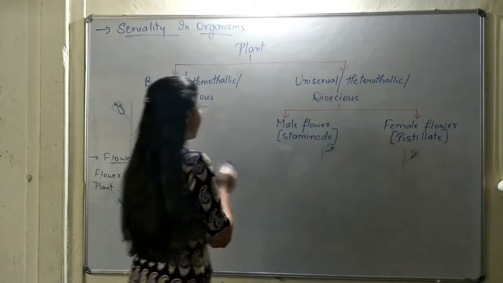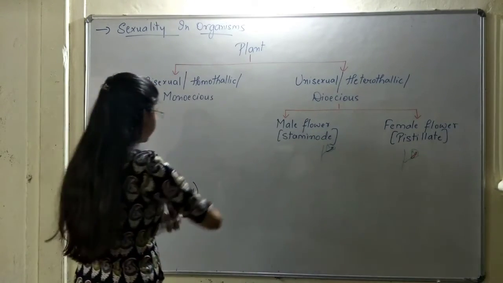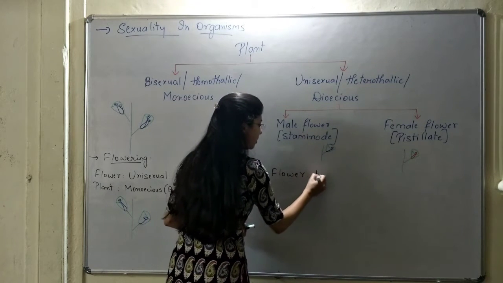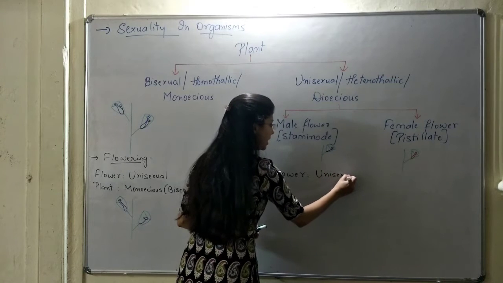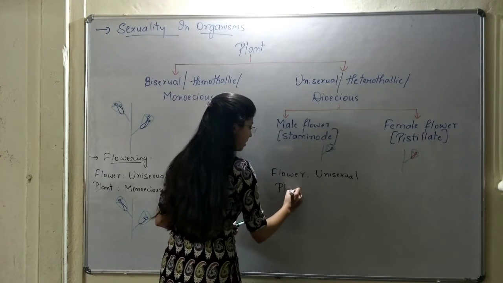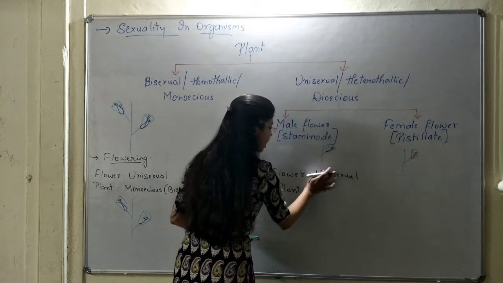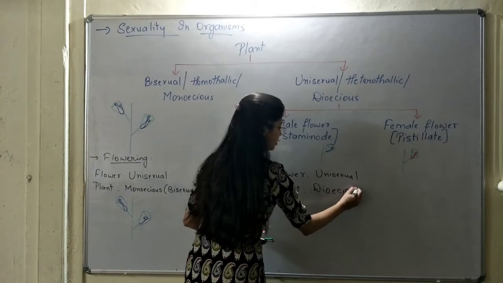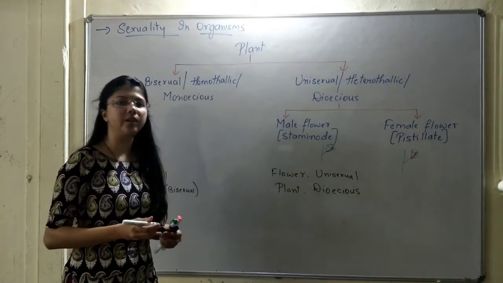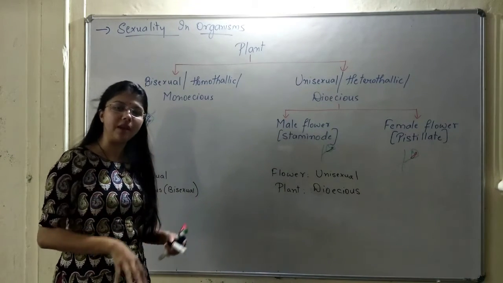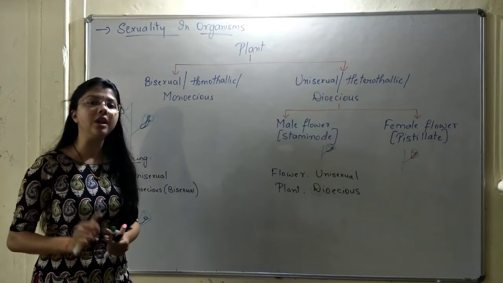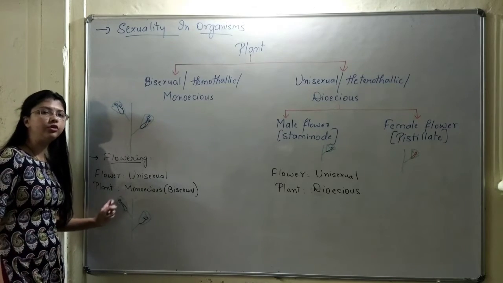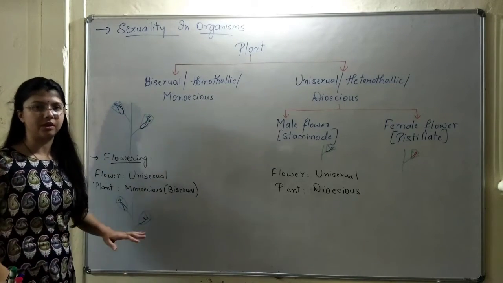In case of flowering, for dioecious plants, what can be the conditions? Flowers, of course, will be unisexual, as well as the parent plant on which the flowers lie, which also will be unisexual, or you can say they will be dioecious. That means separate plants, with one plant having only male flowers and another plant having only female flowers. Here there is a condition wherein a single plant is having both female and male flowers separately.